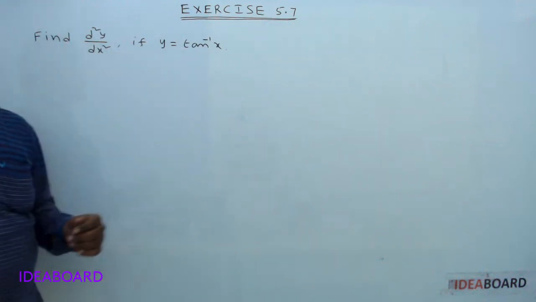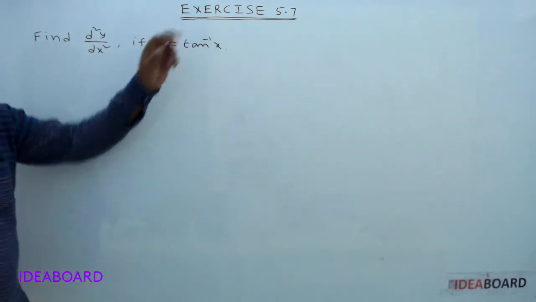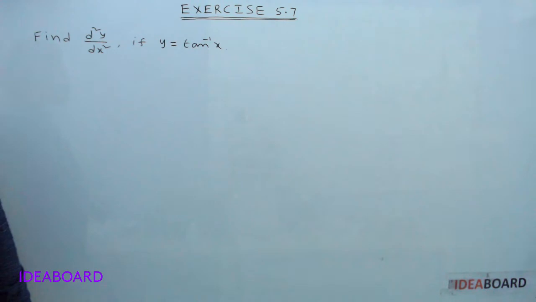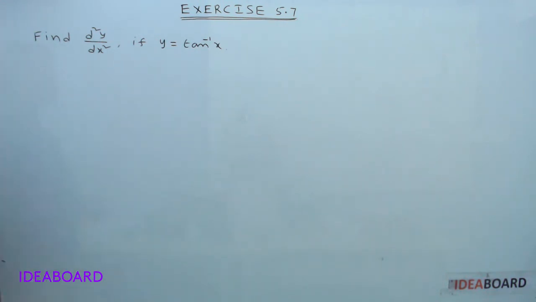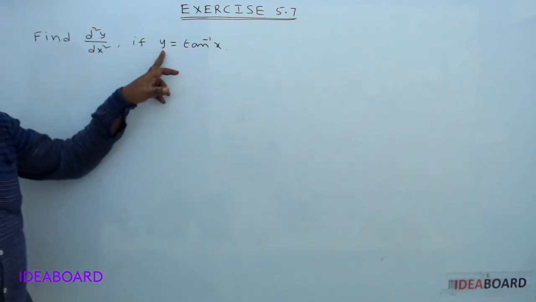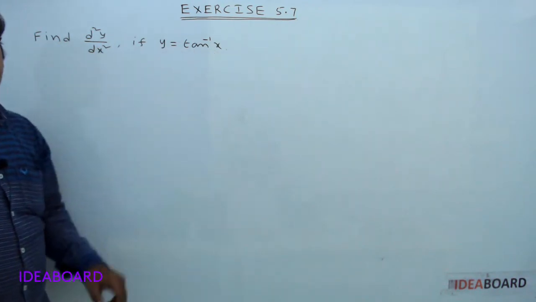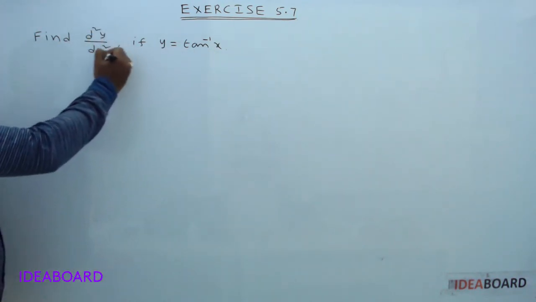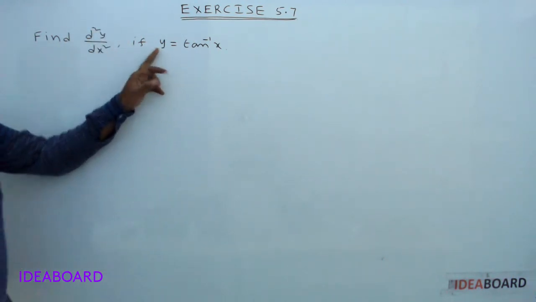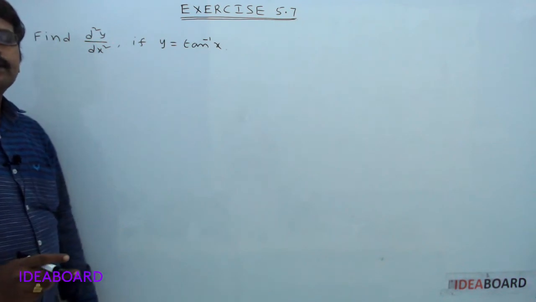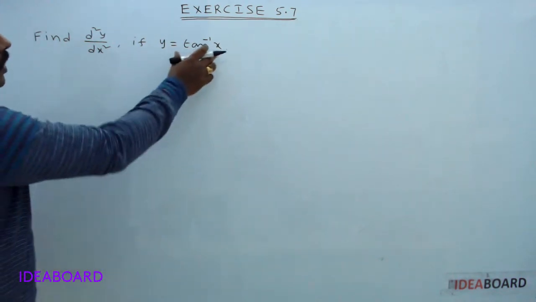Now let's see some problems in exercise 5.7 on the second order derivative concept. Find d square y by dx square if y equals tan inverse x. Here d square y by dx square is given. It means we differentiate the function y two times with respect to x. Now take the given equation.